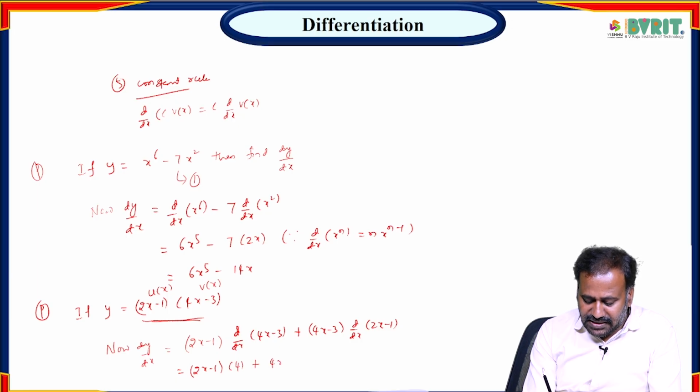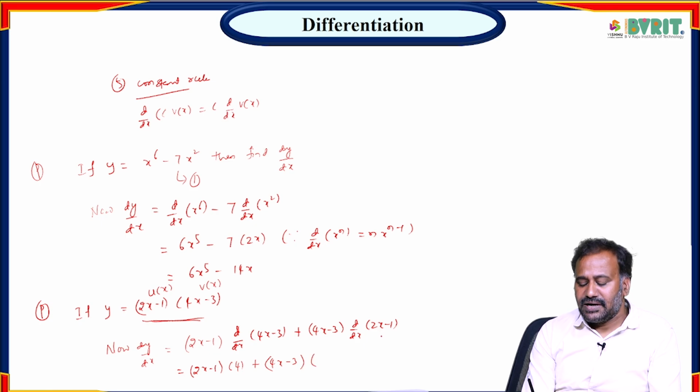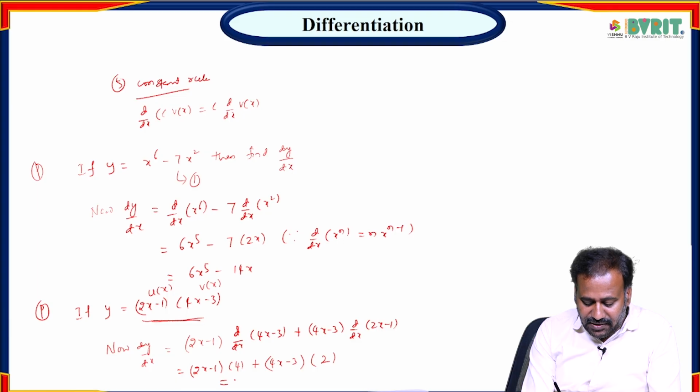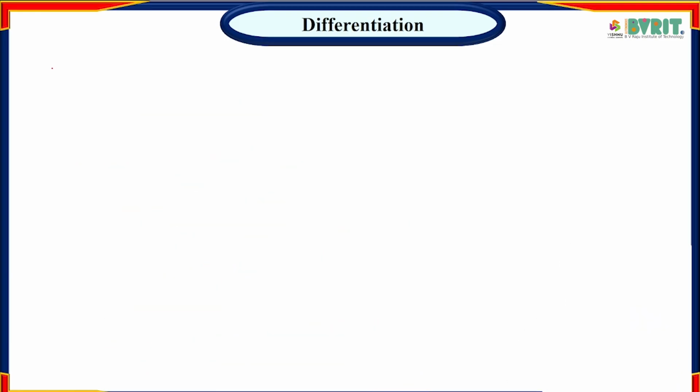Next, here 4x minus 3 will be as it is. Next, differentiation of 2x minus 1 is simply 2, because 2x differentiation is 2 and minus 1 differentiation is 0. So 2 minus 0 is nothing but 2. Finally, multiply 2x minus 1 with 4, 8x minus 4 plus 8x minus 6. So 16x minus 10. So let me take one more problem.